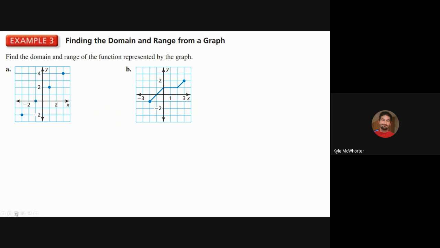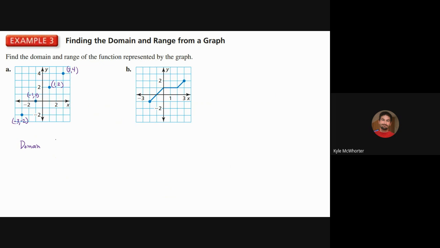So this first point is -3, -2. This one is -1, 0. This one is 1, 2. And this one is 3, 4. So to find the domain is the set of all the input values. So we only have 4 input values, -3, -1, 1, and 3.